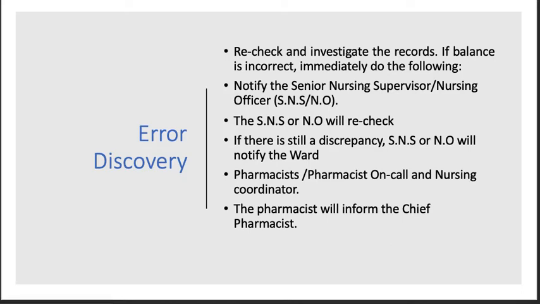In cases of discovery of error, you need to recheck and investigate the records. If the balance is incorrect, immediately do the following: notify the senior nursing supervisor or the nursing officer. The senior nursing supervisor or nursing officer will recheck. If there is still a discrepancy, the SNS or NO will notify the ward pharmacist or the pharmacist on call and the nursing coordinator. The pharmacist in return will inform the chief pharmacist.